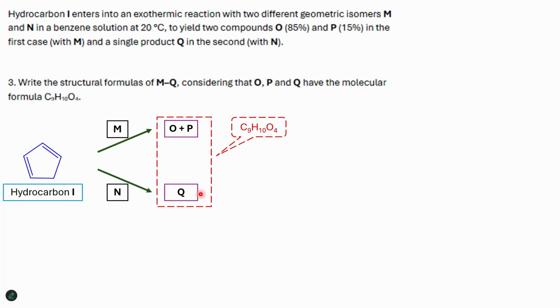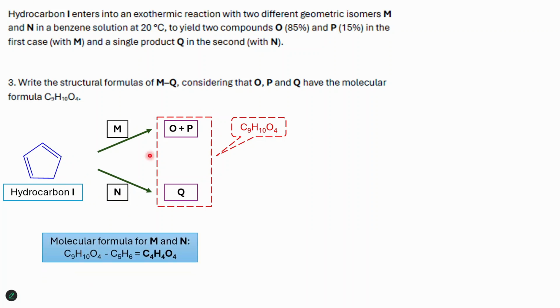So we can do this molecular formula subtraction thing. We know the molecular formula of O, P, Q. Let's just use the second reaction, hydrocarbon 1 plus N to give you Q. Q has the molecular formula C9H10O4, and hydrocarbon 1 has the formula C5H6. It's just a 5 carbon, 6 hydrogen. So we can just subtract it to get the molecular formula of M and N. It's the same because M and N are geometric isomers, so they obviously have the same molecular formula.